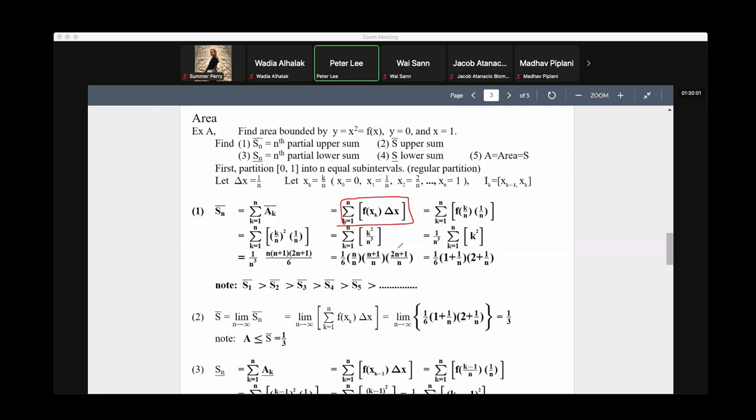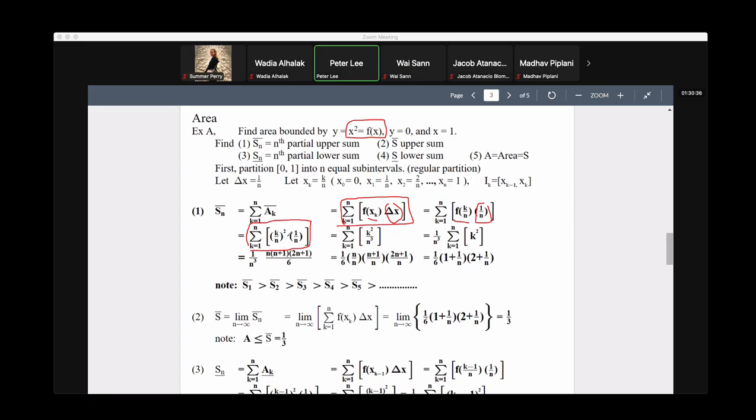There's no graph anymore. So what is f of x_k times delta x? Now delta x was the base of each rectangle. That is 1 over n. And what is f at x_k? x_k is k over n. So we get f of k over n. But what is that f? f is this guy right here. f of x is x squared. That's a function. So what is f of k over n? That would be (k over n) squared. So now we get this guy.